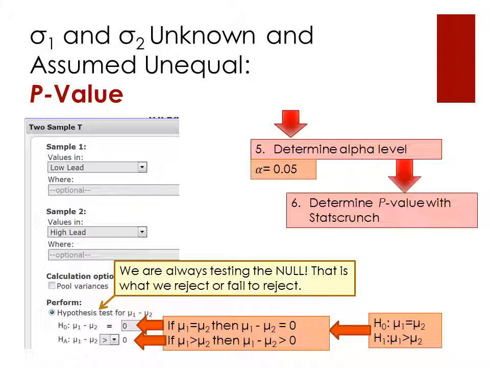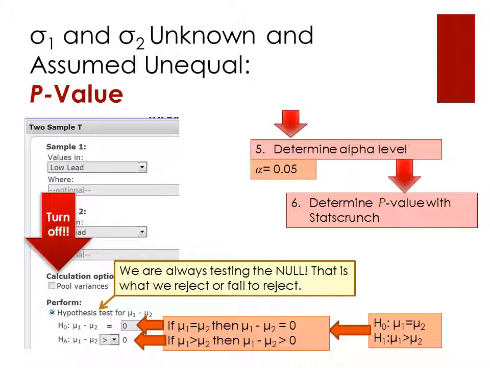All right. So remember, when we're solving the hypothesis test, we're always testing the null. This is what we reject or fail to reject. So that's the hypothesis test that we're solving for, mu1 minus mu2. Okay, and we're setting it up for the null being equal to 0, and here we're setting the alternative as being greater than. Make sure you turn off your pooled variance. That will throw off your numbers. It's one of the most common mistakes people make.